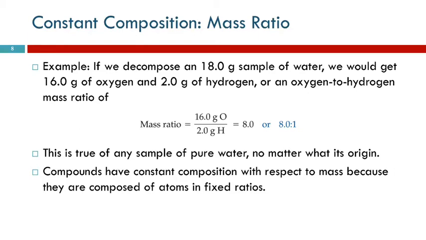All compounds show this constant composition because they're formed from atoms combined in fixed ratios. It doesn't have to do with baking, where you have this amount of flour and this amount of sugar and you put them together. It's like building things out of Legos. It has to do with the individual pieces. It's one oxygen atom, two hydrogen atoms. Since the numbers of particles are the same, the ratio of the masses is always the same.